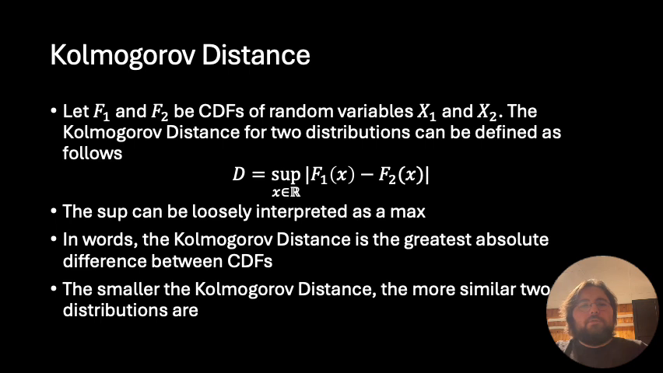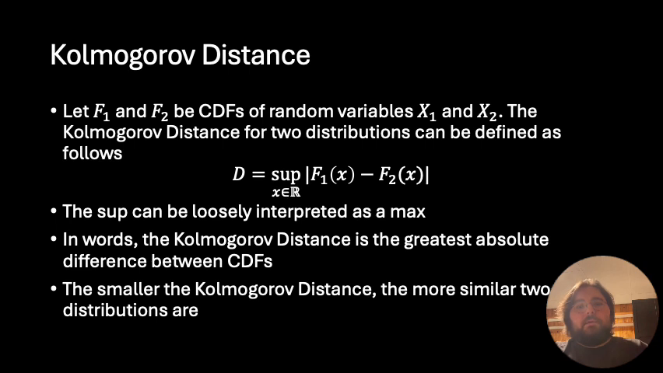Suppose we have two random variables, X1 and X2. The Kolmogorov distance is the greatest absolute vertical distance between two CDF curves. The distance must be inside the interval 0 to 1. This can also be interpreted as the greatest absolute difference in the left tail probability over all values on the real line.